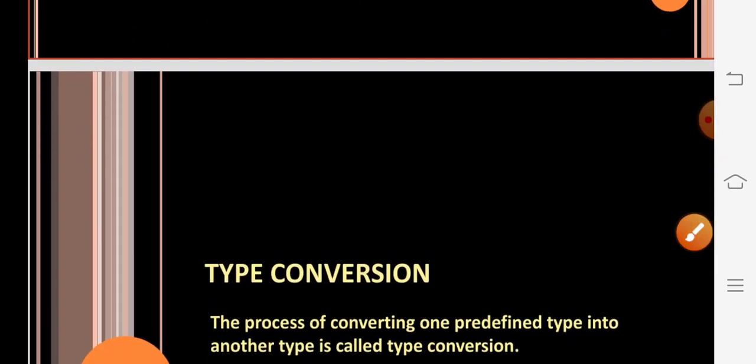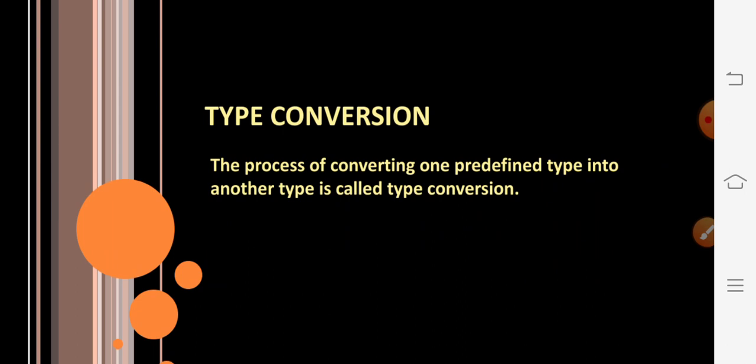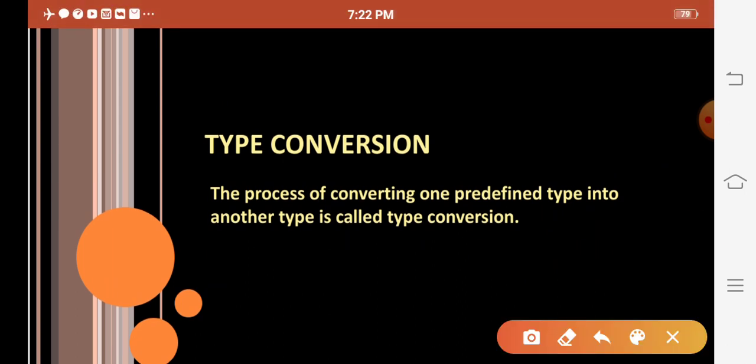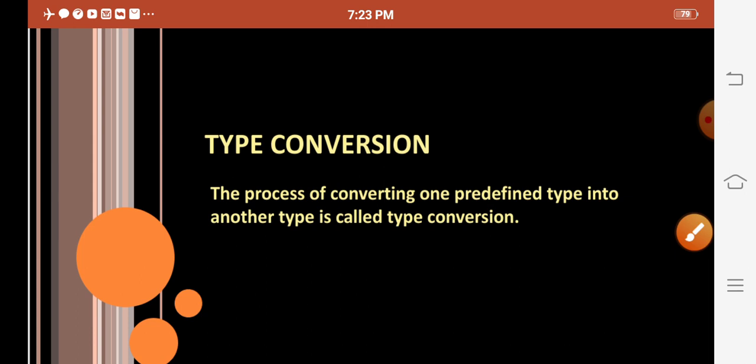Now next here is type conversion, new topic. So type conversion is what? The process of converting one predefined type into another type is called type conversion. Means when we convert one type of data into another type, then it is known as type conversion. Now the question arises that why there is a need for type conversion. टाइप कन्वर्ट करने की ज़रूरत क्या पड़ी, डेटा टाइप को कन्वर्ट करने की ज़रूरत क्या पड़ी है.